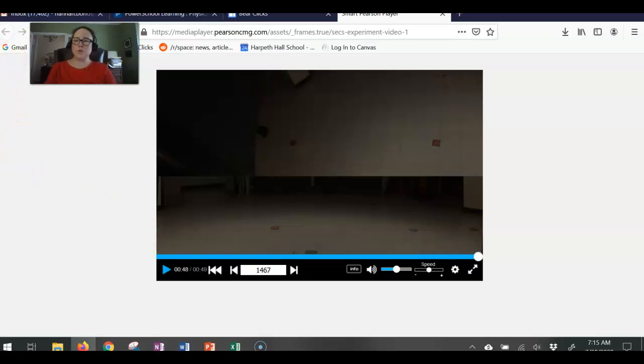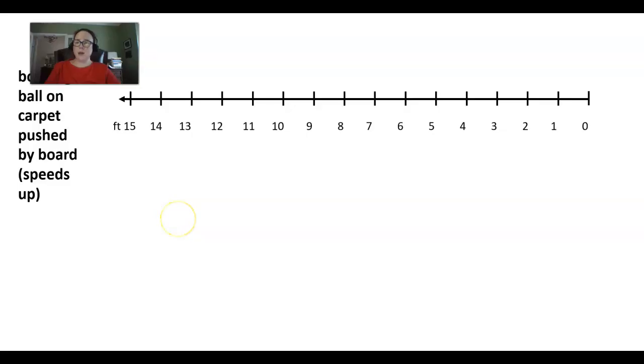Let's create a motion map for that situation. Okay, so here we've set up an axis with a scale to show the position of this bowling ball that's being pushed by a board. The first position of the bowling ball is at 0 feet.